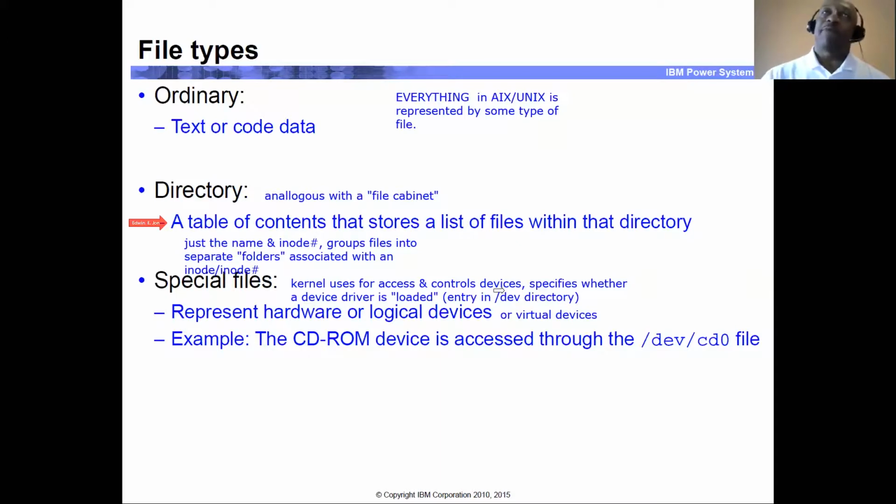All right. So to keep this simple, we'll just talk about file types being ordinary and directory. That pretty much will be what this unit is about, not so much special files. But keep in mind, everything in Unix is represented by some type of file. Any questions about anything thus far?